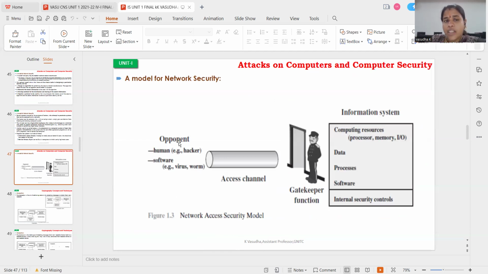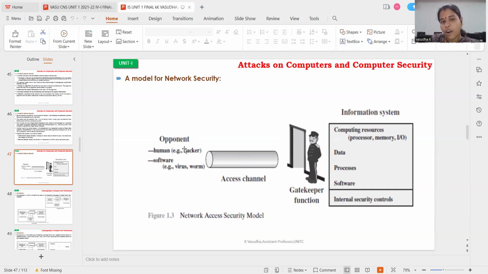So here, the sender and the receiver. These are in the model for network security. So here, who will be the opponent? The opponent may be a hacker, a human being, or it might be software, like vulnerable software such as worms and viruses. The access channel will be the network. If you are connecting to the internet, then only there might be a loss of the information.